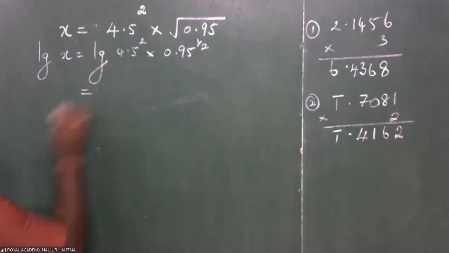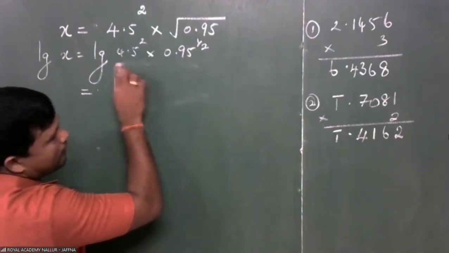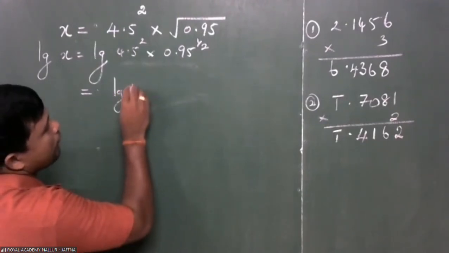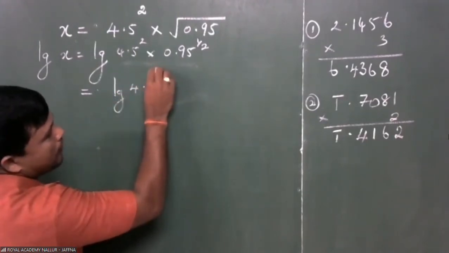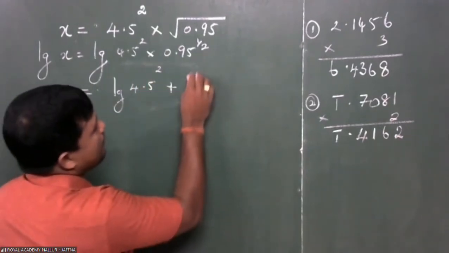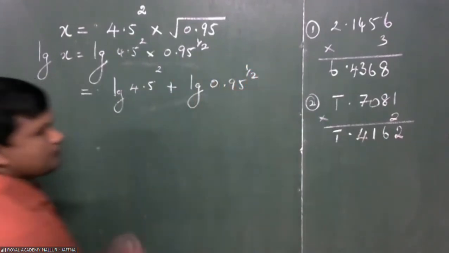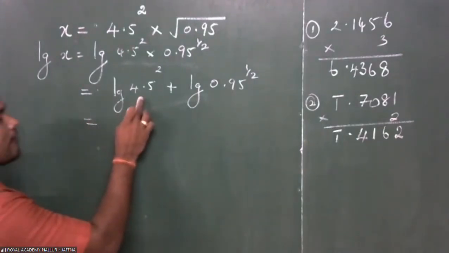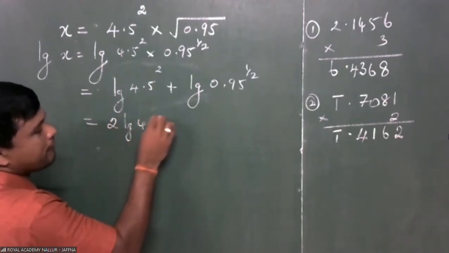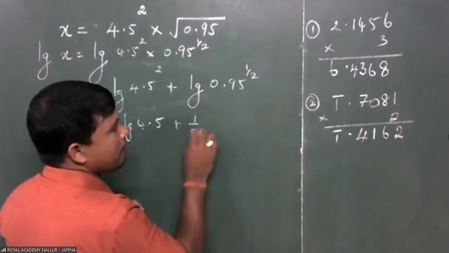Thereafter, expansion. Application of the logarithmic rule: when there's a product of values, then it is the sum of the separate logarithms. Therefore log 4.5 to the power 2, because of this multiplication, the logarithm will be plus. Then the logarithm of 0.95 to the power half. When there's a power, it comes in front, therefore 2 times log 4.5 plus this half comes in front, half of log.